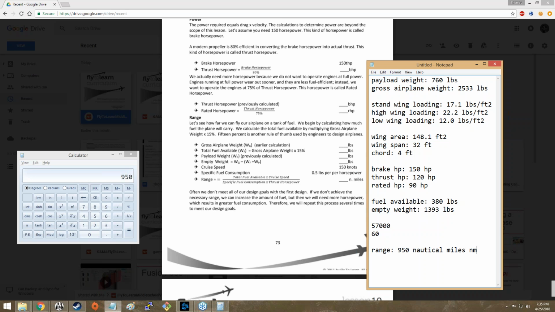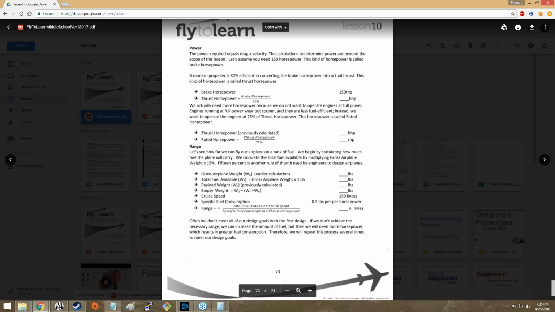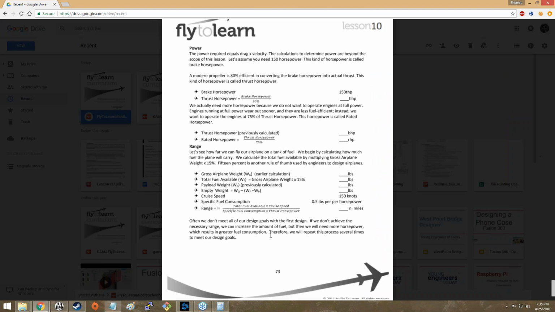Or NM. Or N miles, whatever. It depends upon whatever your context, because NM can also be nanometers. And I'm pretty sure our plane goes further than 950 nanometers.